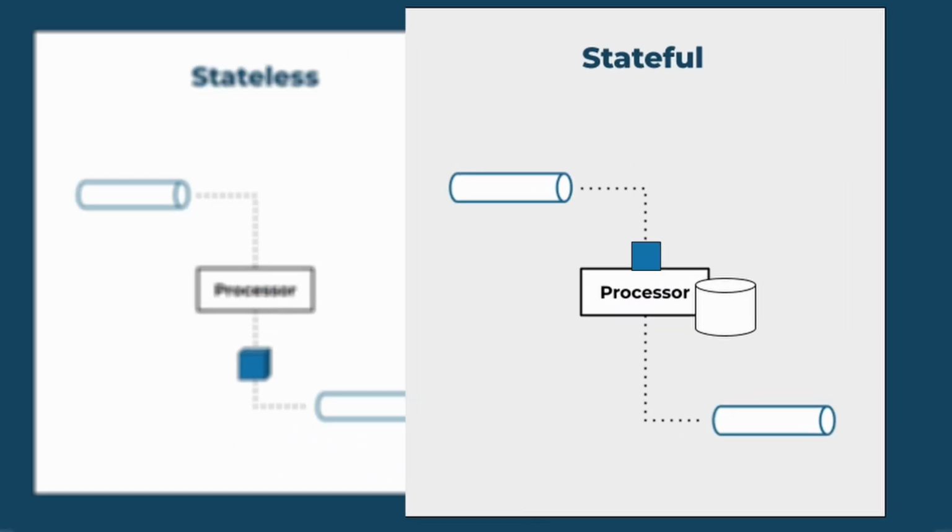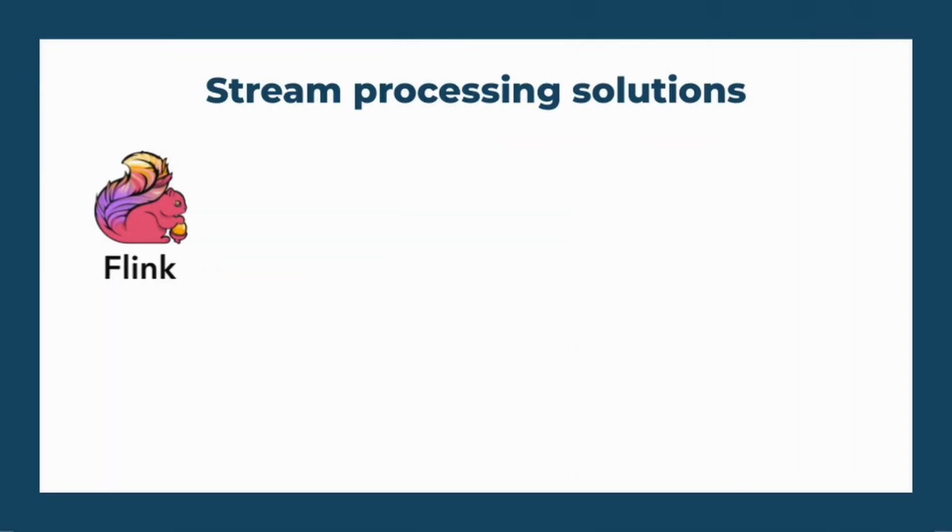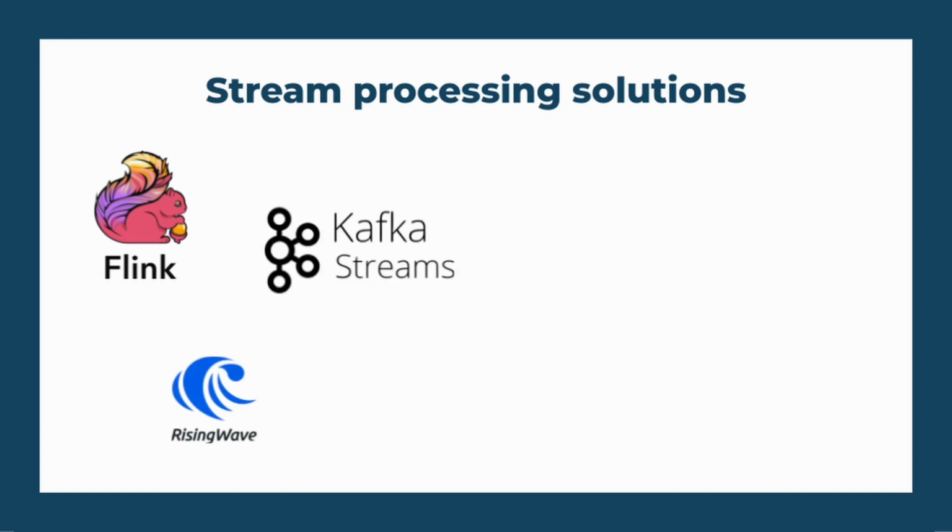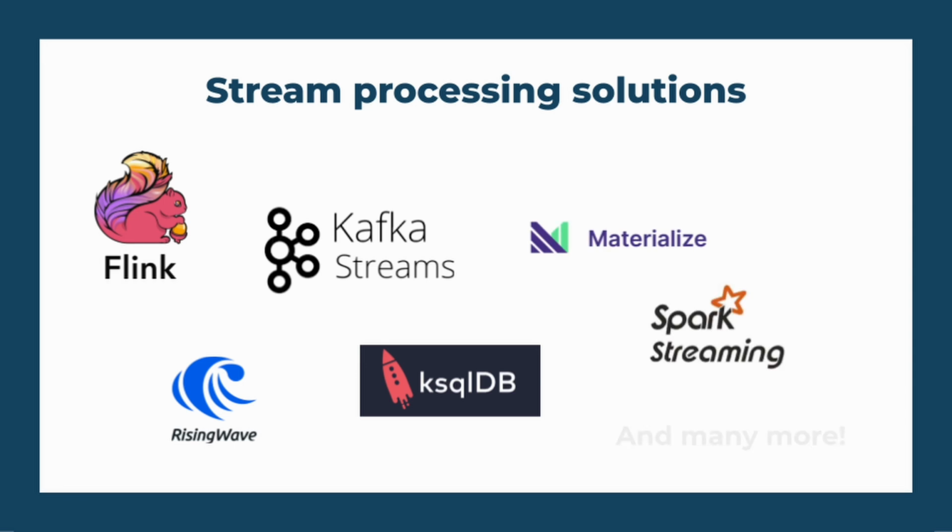Stateful processing is where things get more interesting. Here, operations need to access and maintain state, like joining two streams or performing time-based aggregations. This opens up a whole new world of possibilities. Stateful stream processing can be performed using many different technologies. Apache Flink is a leading solution, so powerful it deserves its own video. But there are other great options too, like Kafka Streams, RisingWave or KSQLDB, and many more. Many of these offer a SQL-like syntax, making them accessible to a wider audience.